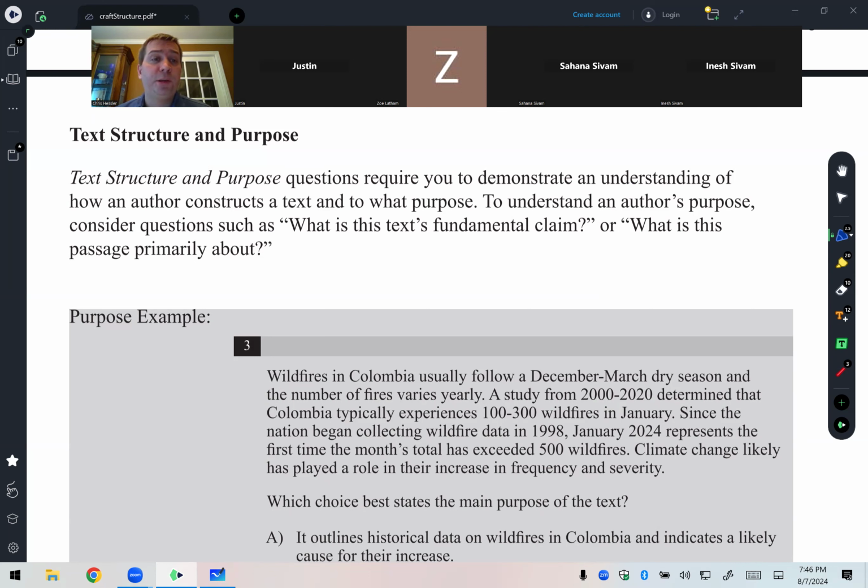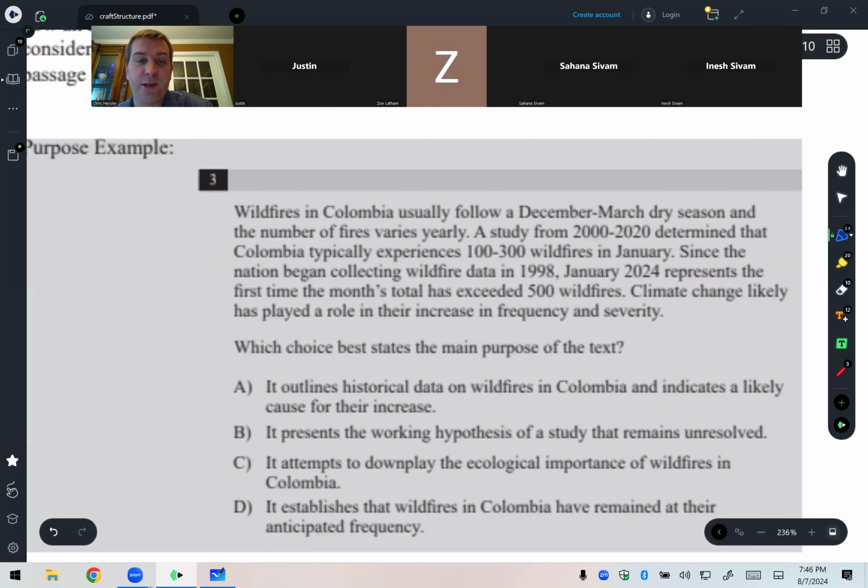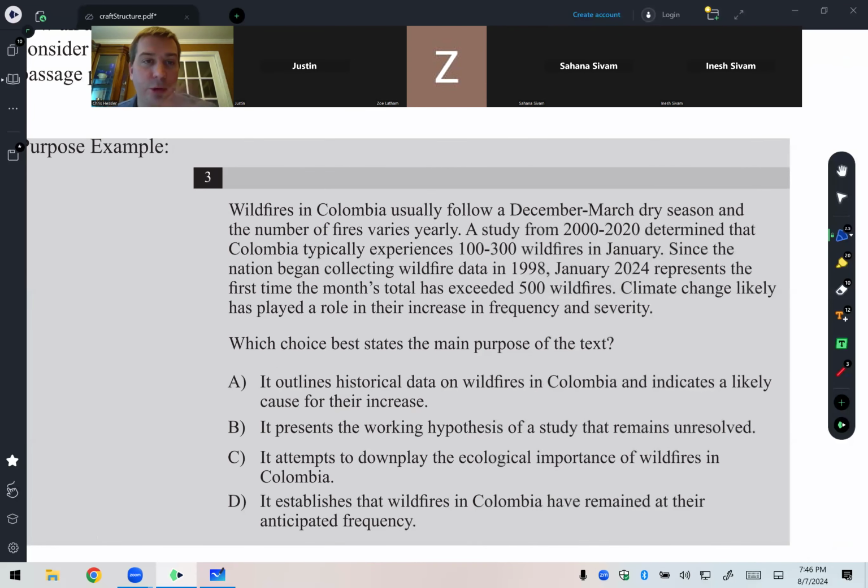To understand an author's purpose, consider questions such as, what is this text's fundamental claim, or what is this passage primarily about? Okay, so I'm going to read the example, and we're just asked about the main purpose of this text. So try it. Don't look at the answer. Give this one a real try. I'm just going to read it out loud, but try it with me.